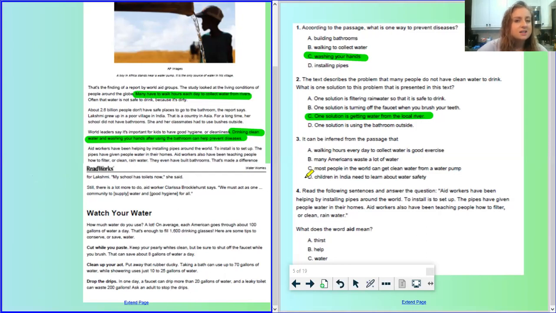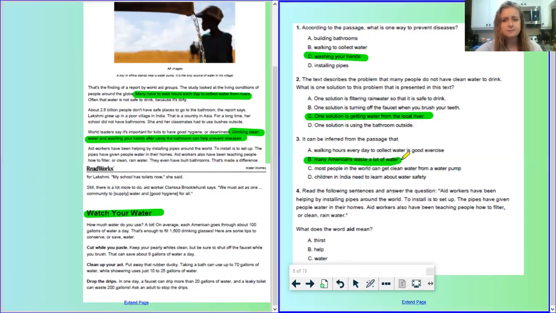They didn't talk about children in India learning about water safety. They talked about how people in India that they mentioned do not have access to clean water and plumbing, so it would not be D. They're not telling you that most people in the world can get water from a water pump. There's a whole 3 paragraphs basically on how we use too much water. And then it doesn't talk about how it's good exercise to walk to get water, so it's going to be B. We waste a lot of water. We leave water running, we take baths, we let pipes leak and sinks drip, and that is a waste of water.